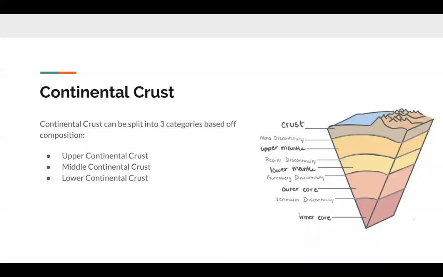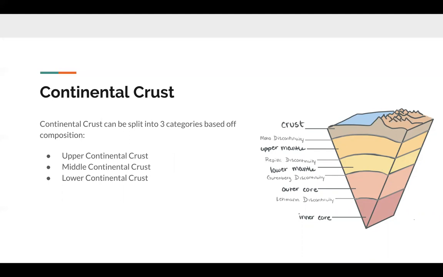The Earth's crust can be identified as the portion that floats on top of the mantle. This is due to the less dense material that the crust is composed of. The Earth's crust can be split into two categories, the continental crust and the oceanic crust. The average thickness for the continental crust is 35 to 40 kilometers.